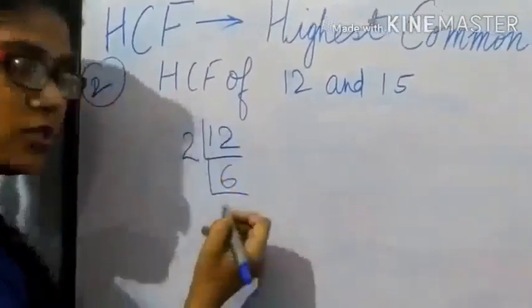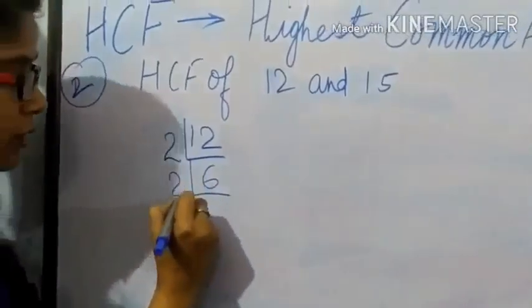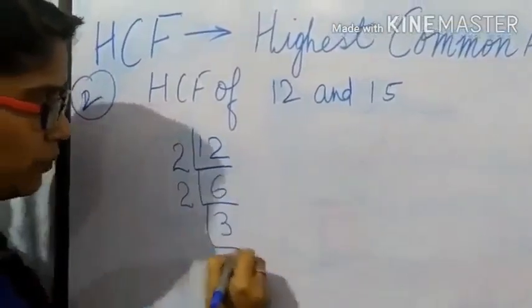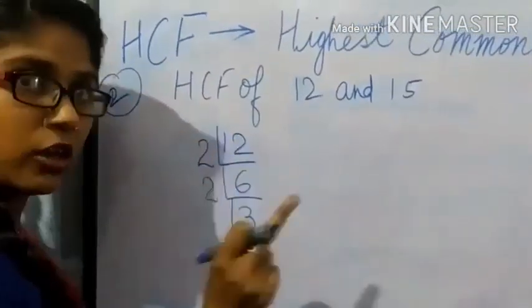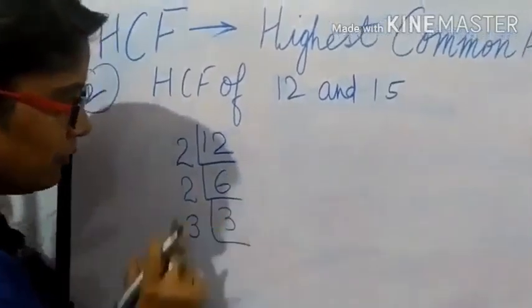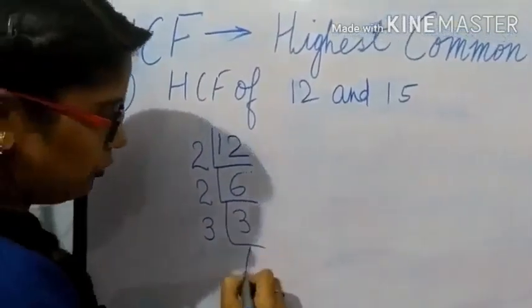Again 6 has come, 6 is an even number. It can be divided by 2 in 3 times. 2 into 3 is 6. Now we have 3. 3 is an odd number, that you must know. So 3 will be divided by 3 in 1 time.